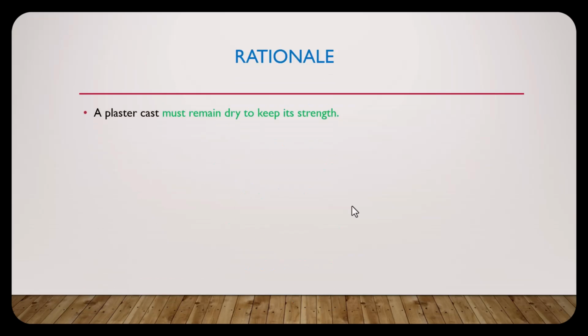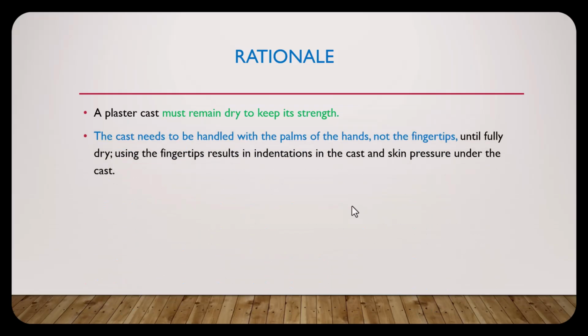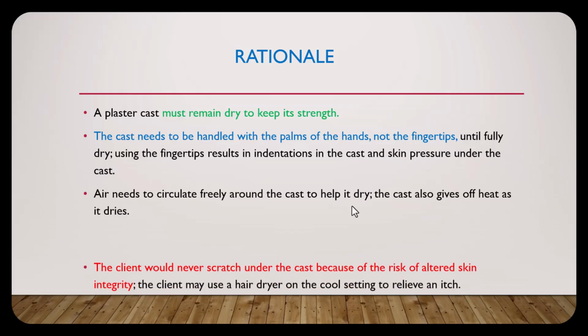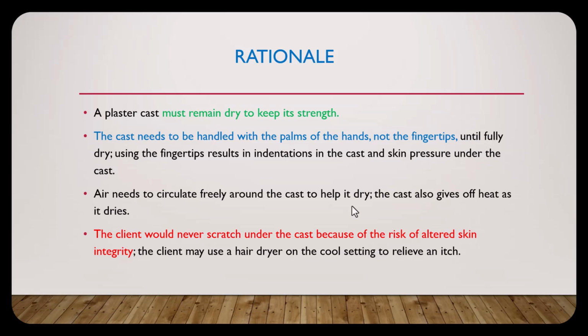A plaster cast must remain dry to keep its strength. The cast needs to be handled with the palms of the hands, not the fingertips, until fully dry. Air needs to circulate freely around the cast to help it dry. The cast also gives off heat as it dries. The client should never scratch under the cast because of the risk of altered skin integrity. The client may use a hair dryer on the cool setting to relieve an itch.